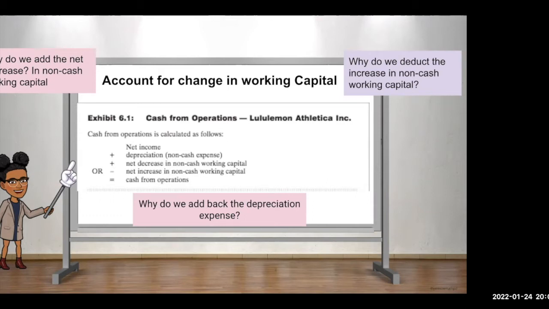Well, I believe it's because when there's a depreciation expense, it has no effect on the cash flow. It's actually a decrease in the value of an asset. So it has no effect on the cash flow. So we add it back to the statement because when there's a depreciation expense, there's just a decrease in the value of an asset, not a decrease in the amount of cash available.